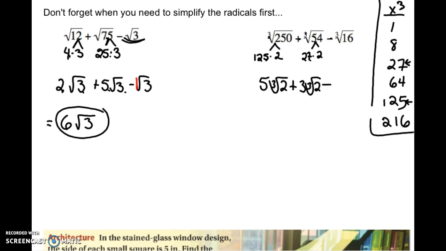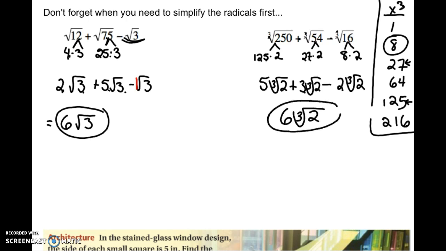Minus. It's tempting with 16 to say, oh, 4 times 4, but we're cube rooting. So under the cube root, we want to use 16 as 8 times 2. Because the cube root of 8 is 2, and this 2 we're left with. So again, let's add those up. 5 plus 3 minus 2 is 6 times the cube root of 2.